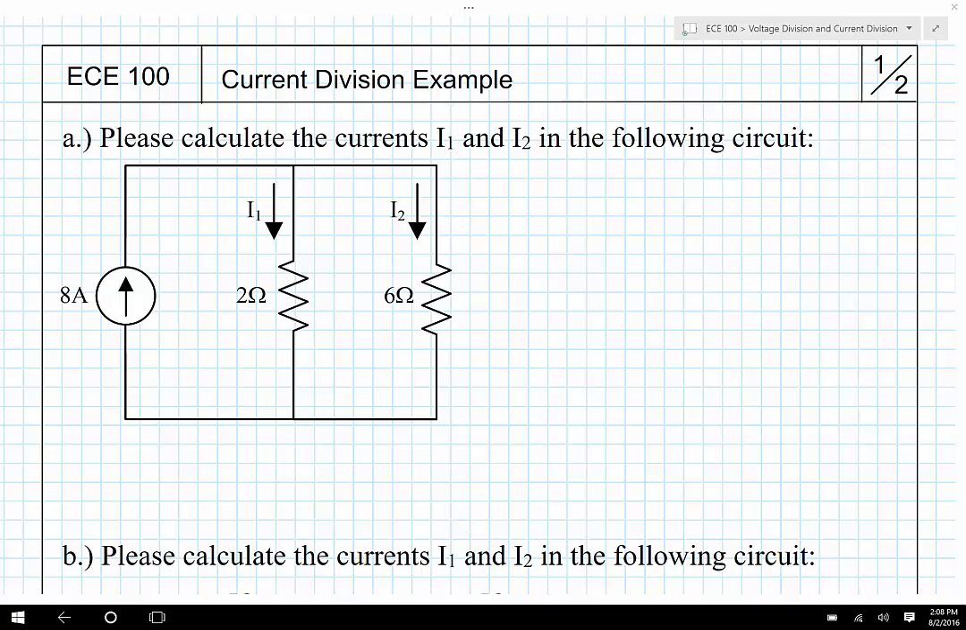Okay, it's time for a few examples with current division. As with voltage division, we're going to do 4 examples here. I'm going to start out with one that's very straightforward. So example A, you can see that it's pretty much a textbook classic example of current division.